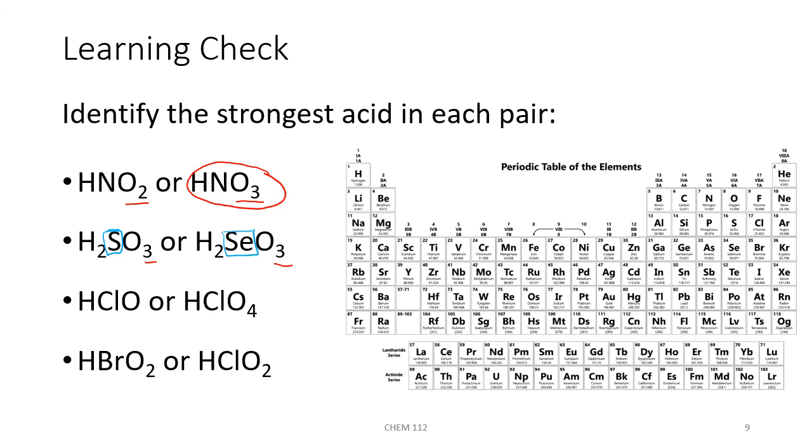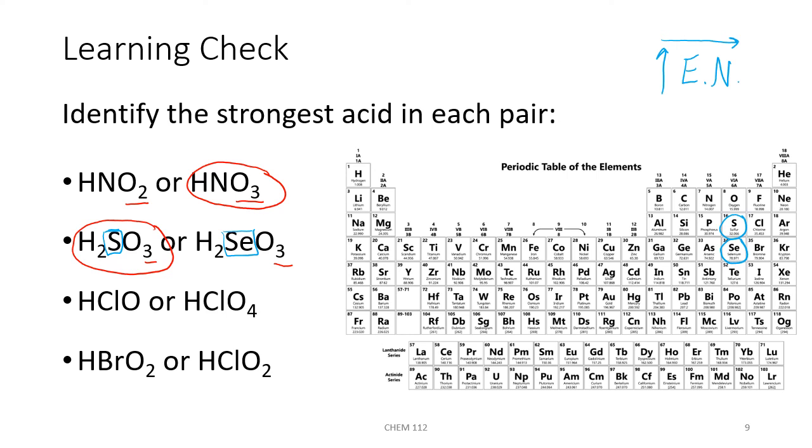So we want to identify where those are in the periodic table. We have sulfur, and then we have selenium. And also our general trend for electronegativity increases from bottom to top and increases from left to right. So that would mean that sulfur has a greater electronegativity than selenium. So that's going to make the oxygen-hydrogen bond in H2SO3 more polar than the hydrogen-oxygen bond in H2SeO3. So that's going to lead to H2SO3 as being the stronger acid.